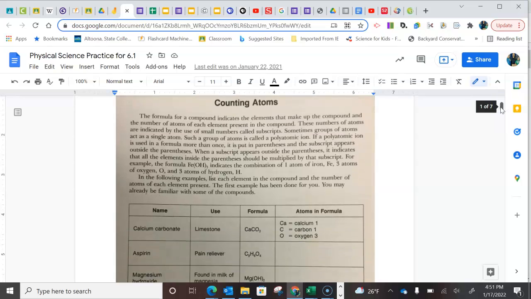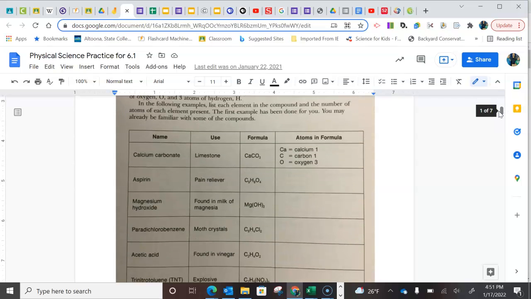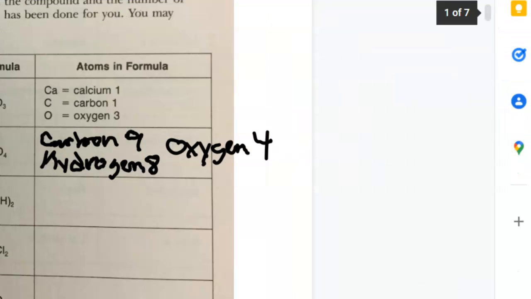So counting atoms. This should look familiar to you. We did this before, but I want to review real quick. So C is carbon. In this case, 9. H is hydrogen. 8 and O is oxygen. 4. Something like that.